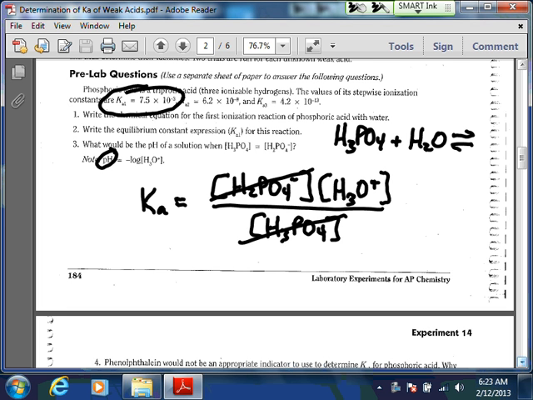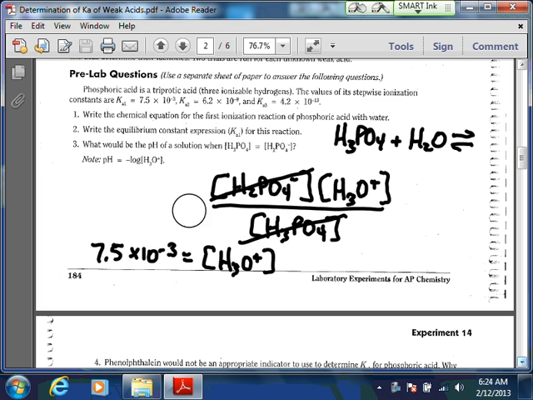Alright, so, but on this one we know the Ka, so we know that 7.5 times 10 to the negative third is equal to the H3O plus concentration. Okay, and we want to know the pH of the solution, so we're going to take the negative log of that number, and that'll give us the pH. Okay, so very simple pre-lab this time.